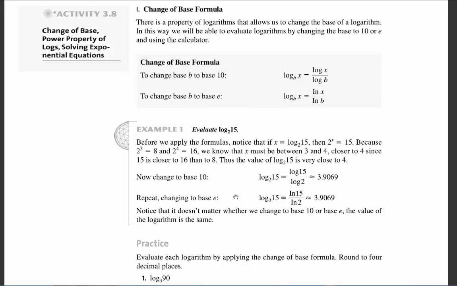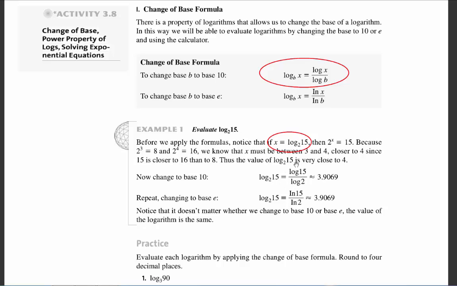Now you might say, why would we want to do this? Well, what if I give you this example? Right here we have x equals log base 2 of 15, and I'm asking you to solve for x or evaluate. Well, our calculator doesn't have base 2. So if I can change this from base 2 to base 10, then I can enter this into my calculator. So using the formula up here, we can write log base 10 of 15 divided by log base 10 of 2.